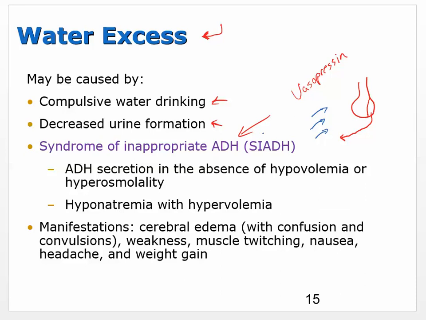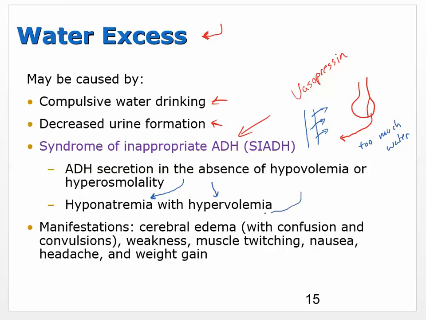so syndrome of inappropriate ADH is ADH secretion in the absence of hypovolemia or hyperosmolality. So that means that the ADH is being secreted and there's really no good reason for it. So it's very inappropriate that it's doing that. And so the water is being reabsorbed and now we have too much water. Okay, so that's something else that can take place. And so you'll end up with hypervolemia, so too much fluid overall in your body, but you also have hyponatremia. You don't have enough sodium to offset that. Okay, so your osmolarity is messed up.